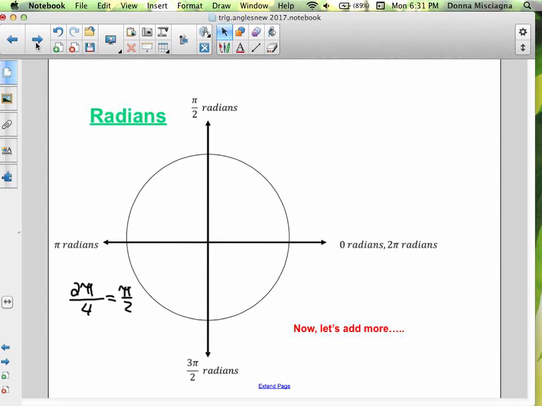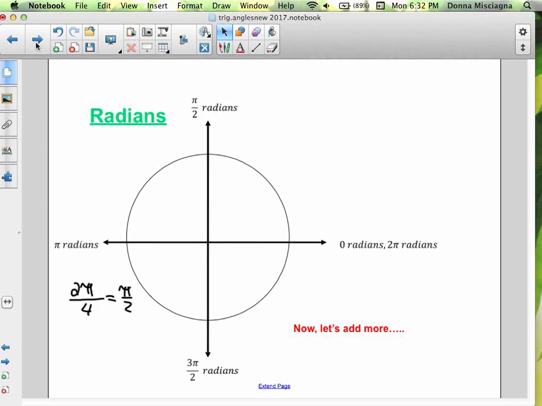So we have 0 and 2 pi. That means you didn't go around the circle, you went all the way around the circle. Pi halves, which is the same as 90 degrees. Pi, which is the same as 180. 3 pi halves, 270, and then of course you're back all the way around again, 2 pi. Those are the ones I told you should definitely remember: 90, 180, 270, and 360.